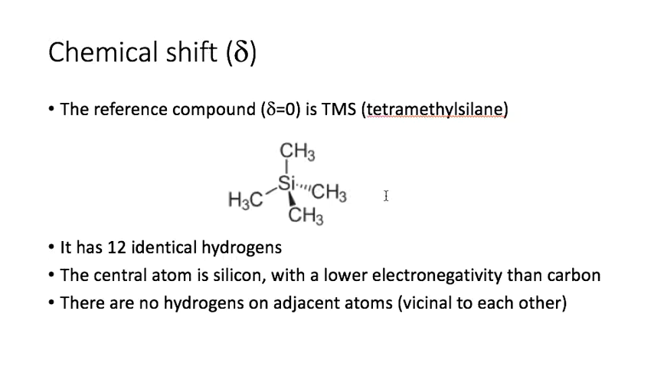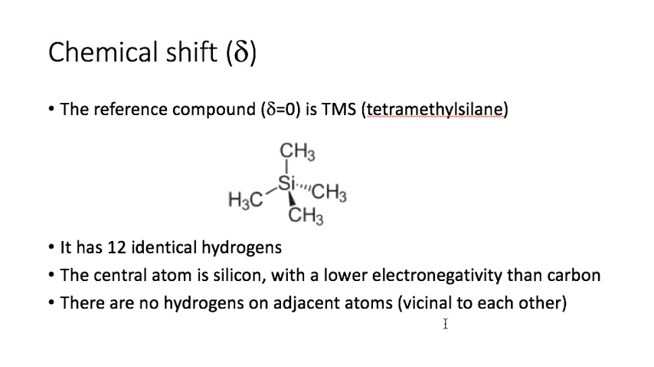And it has 12 identical hydrogens, which means it's going to be a good reference for a hydrogen, a proton NMR. And there's no hydrogens on adjacent atoms. So this carbon here has got 3 hydrogens, but the silicon has no hydrogens. And that's actually a really important factor here.